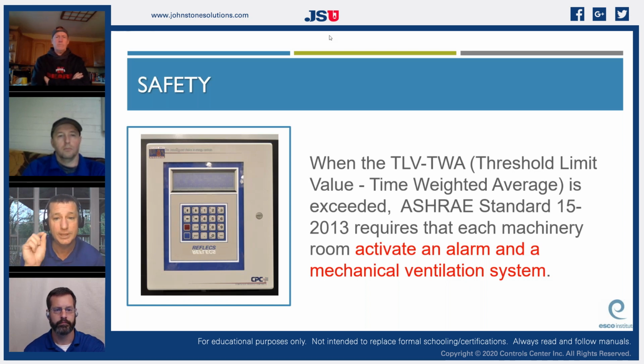And what happens is when this detector meets its threshold limit value versus time weighted average, it's going to say, hey, that means I am leaking enough refrigerant in here that it is unsafe for breathing. I'm going to trigger an alarm. It's going to go into your automated alarm system or turn on some lights or bells or whatever your system is tied into, and it's going to activate the mechanical ventilation system, which means the mechanical louvers on the wall are going to open up and the exhaust fans are going to turn on.